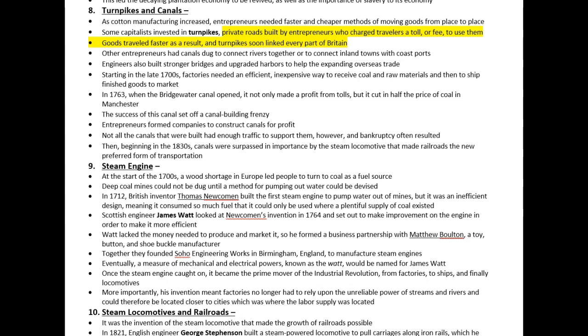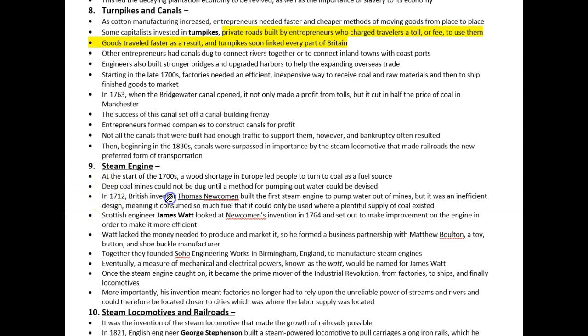Number 9, steam engine. At the start of the 1700s, a wood shortage in Europe led people to turn to coal as a fuel source. Deep coal mines could not be dug until a method for pumping out water could be devised. In 1712, British inventor Thomas Newcomen built the first steam engine to pump water out of mines, but it was an inefficient design, meaning it consumed so much fuel that it could only be used where a plentiful supply of coal existed.